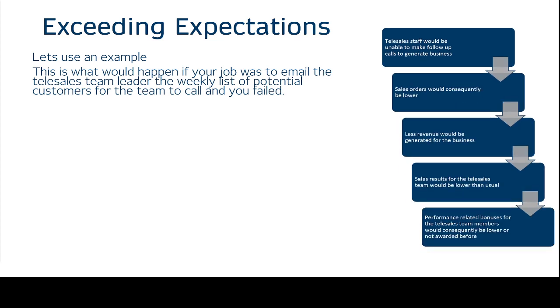So the telesales staff would be unable to make follow-up calls to generate business. That would ultimately result in sales orders being lower for that week or month, so that period where they got the sales leads. Less revenue would be generated for the business, sales results for the telesales team would be lower than usual, and performance-related bonuses for the sales team members would consequently be lower or not awarded as they were before.